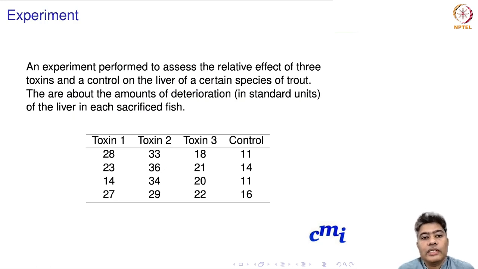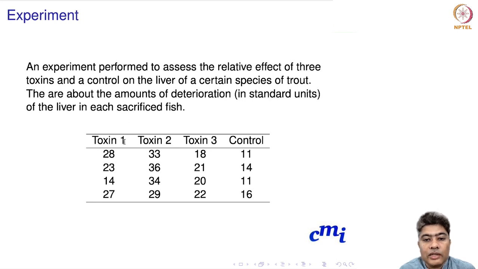First, we will consider an experiment. Suppose an experiment is performed to assess the relative effect of three toxins and a control on the liver of a certain species of trout. Trout is a particular fish, and the effect of toxin on that particular fish is being studied. There are amounts of deterioration of the liver, in standard units, in each sacrificed fish.